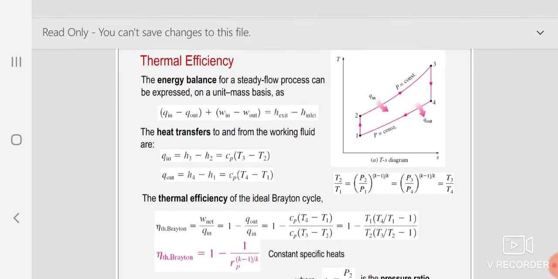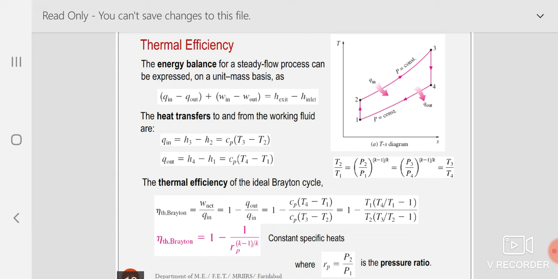The thermal efficiency of the Brayton cycle is given by, and here is also another equation you have seen, T2 by T1 equal to P2 by P1 to the power K minus 1 by K. That formula comes from the isentropic equation. That is for process 1 to 2 and process 3 to 4. These are isentropic processes. These processes have already been discussed in the first lecture of this chapter about the Brayton cycle, and we are continuing with that.